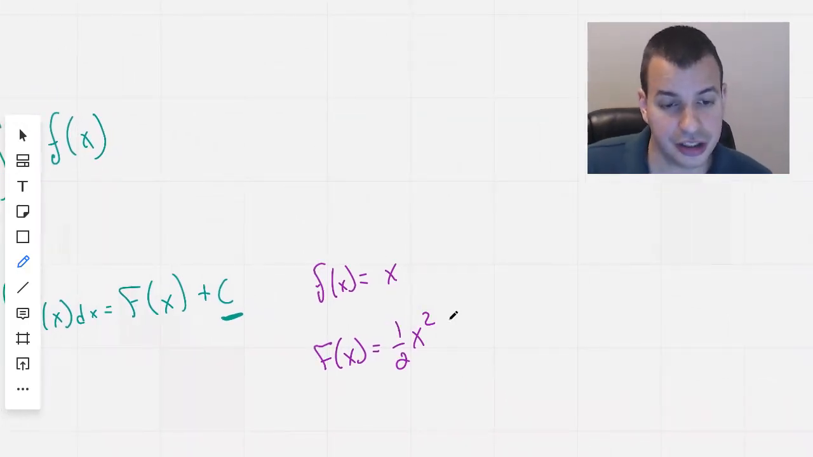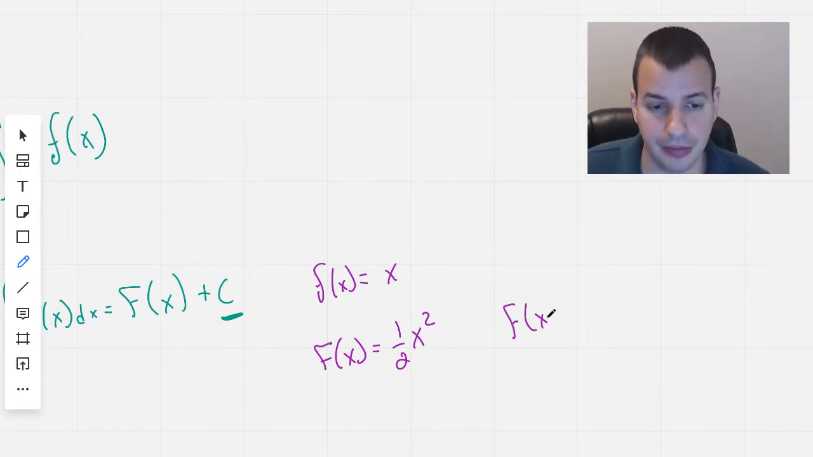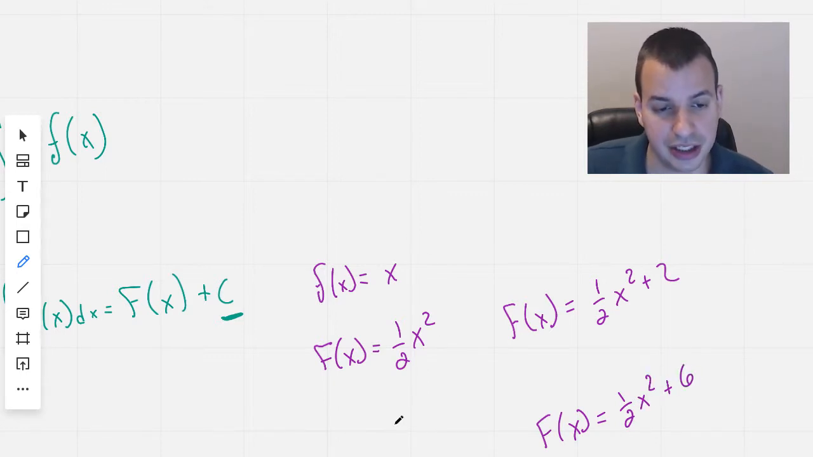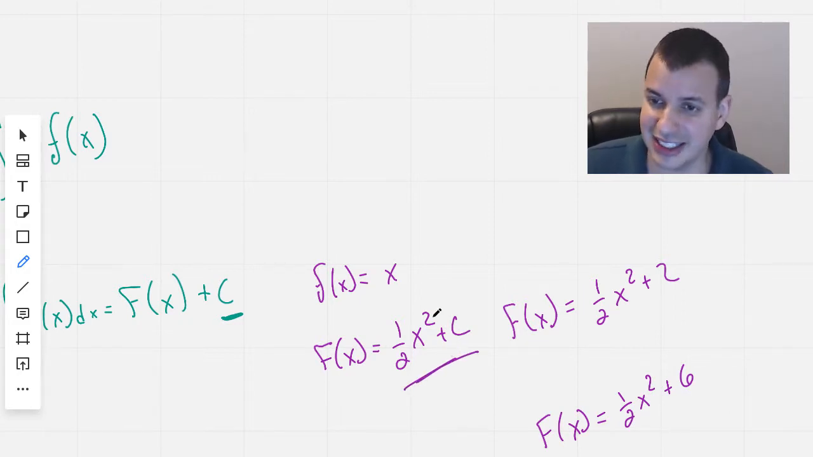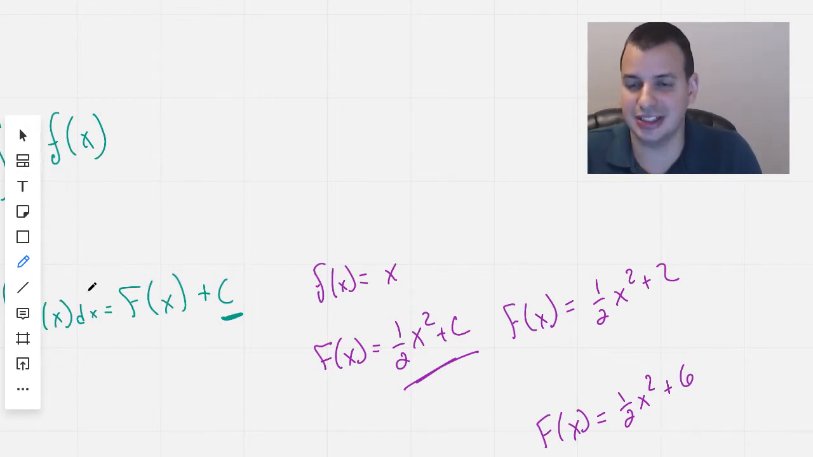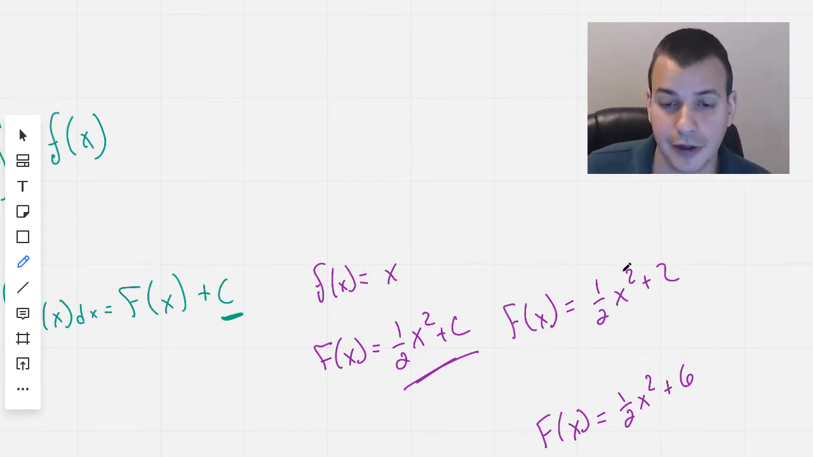But this could also equal, oh, there we go, 1/2 x squared plus 2. It could be 1/2 x squared plus 6. And that's why we write the full correct answer as 1/2 x squared plus c. And it might feel like, well, okay, it's just a c, we don't have to worry about it. Sometimes you can get away with that, sometimes you can't. So it's good to keep in mind at least what's going on here.